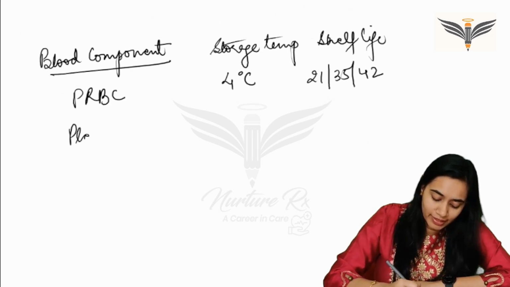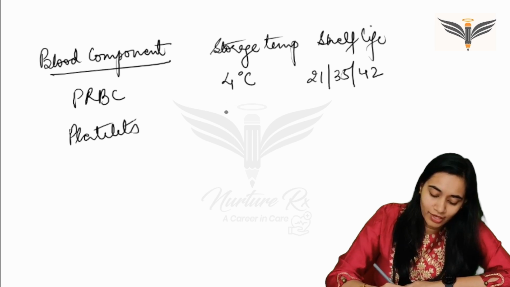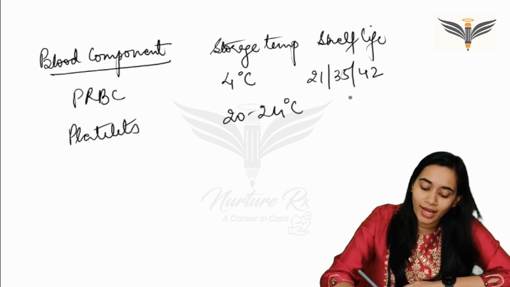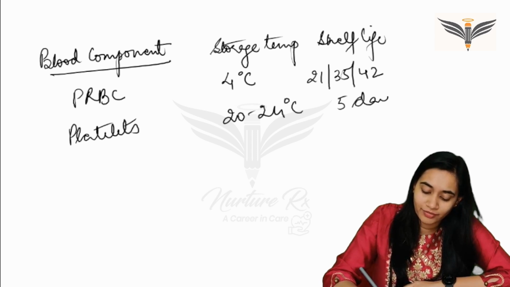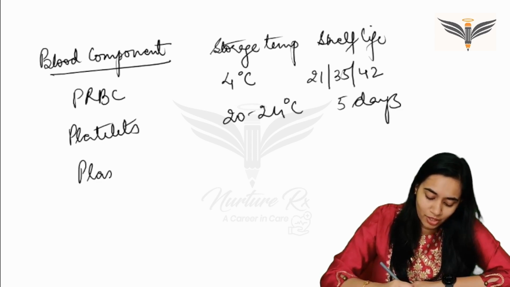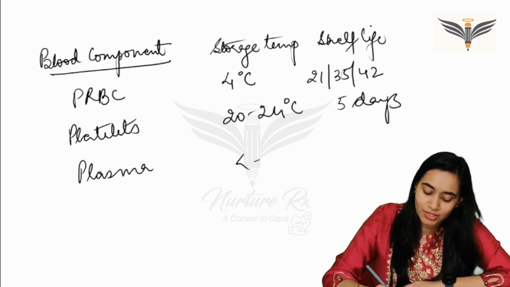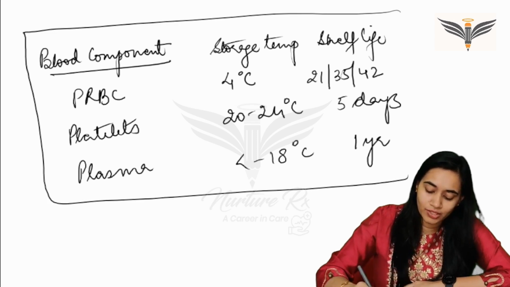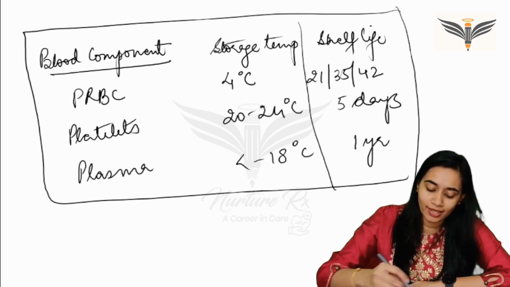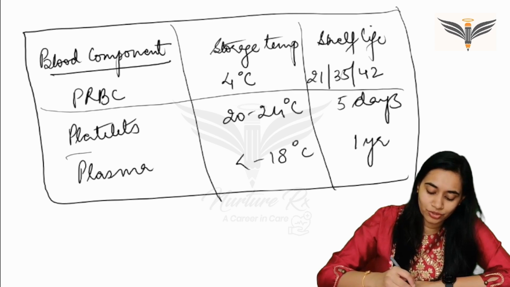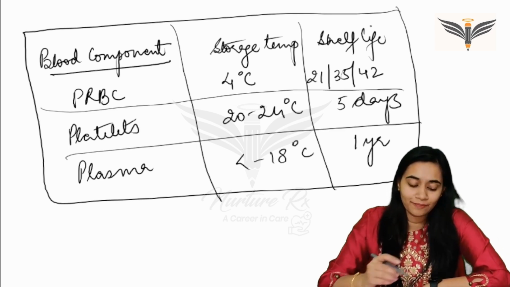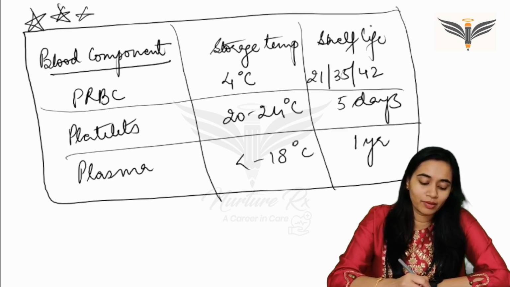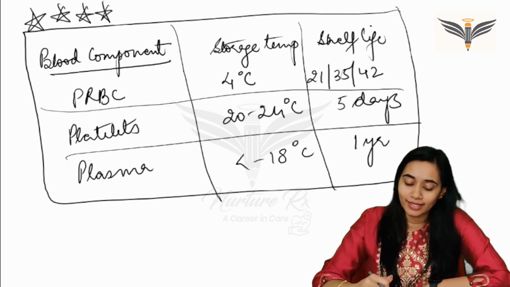The next is your platelets. We have seen the storage temperature is 20 to 24 degrees centigrade and the shelf life is 5 days. And for plasma products, the storage temperature is anything below minus 18 degrees centigrade and the shelf life is 1 year. So this is the table that summarizes your entire class. I have told you the reasons that correspond to all of this. This is the table that you have to memorize and you have to remember for your exams.